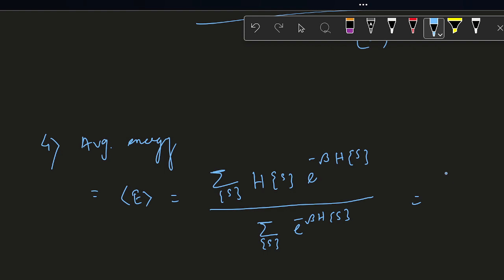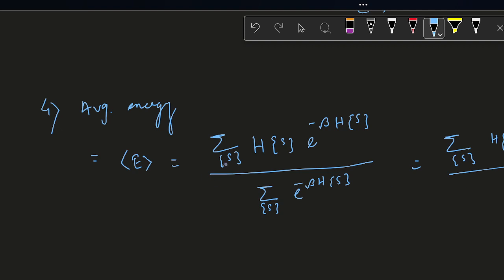So this is the sum over S of H of S times e to the power of minus beta H of S, divided by Z. Remember this is your partition function value, so we do not write Zn here, just simply Z, so do not get confused on that. And this is your Boltzmann exponential factor, the weight factor.